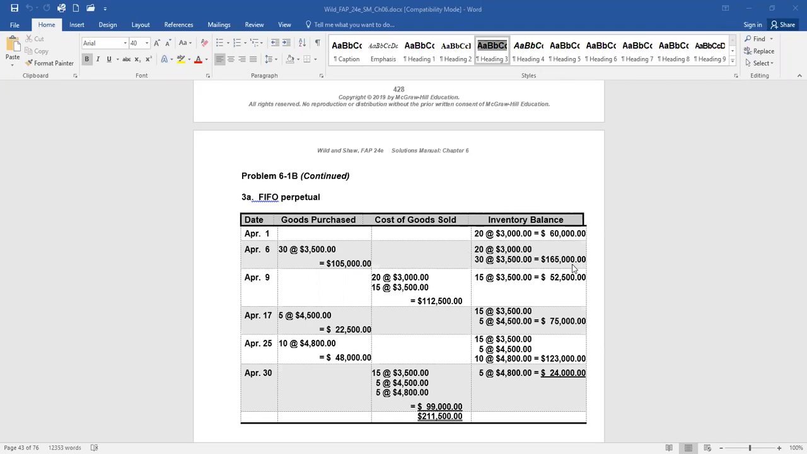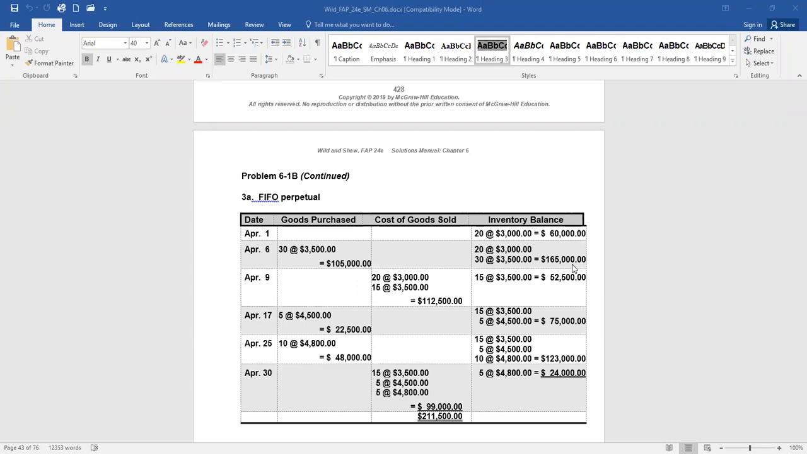On April 9th, we sell 35 coffee cups. We charge the customer $12,000 each. So 35 times 12,000, $420,000 is the revenue related to that sale. So we would credit sales revenue and maybe debit cash or accounts receivable, depending on if they paid or not.